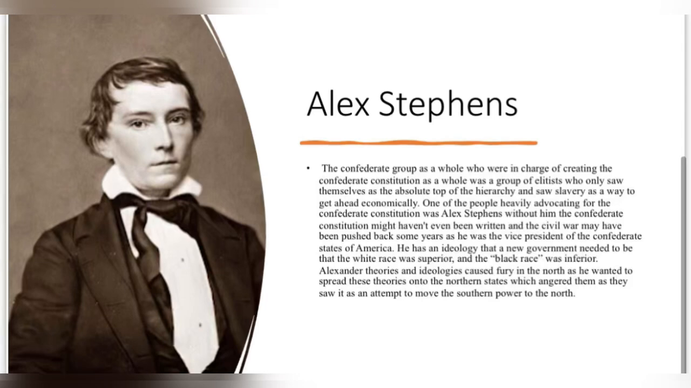One of the people heavily advocating for the Confederate Constitution was Alex Stevens. Without him, the Confederate Constitution might not have even been written, and the Civil War may have been pushed back some years. As he was the Vice President of the Confederate States of America, he had an ideology that the new government needed to be based on the white race being superior and the black race being inferior.